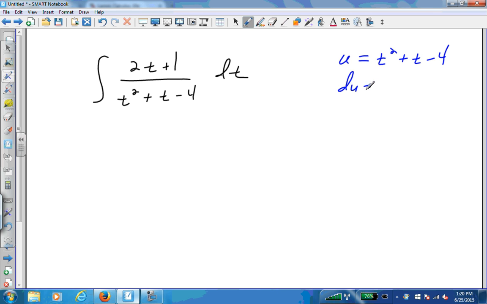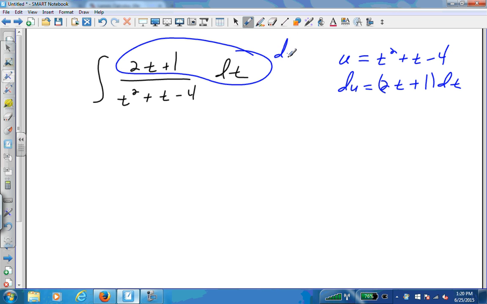Then du would be 2t plus 1 dt. So all of that is du. On bottom we have u, so that's basically the integral of du over u, which integrates into natural log absolute value of u.